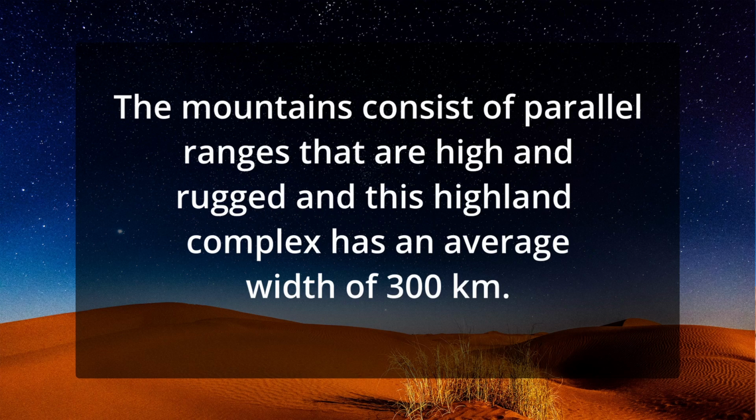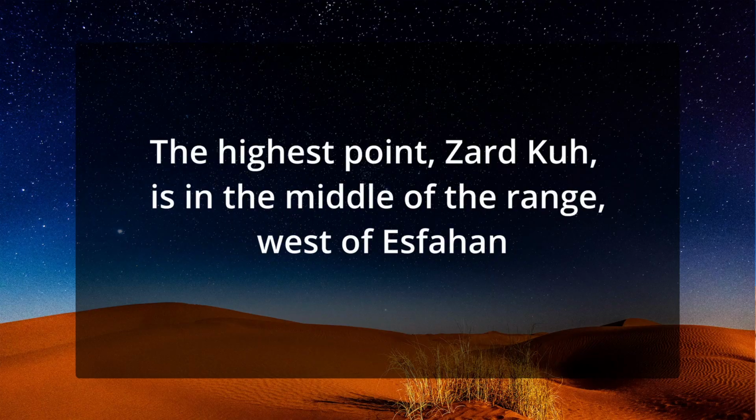The Zagros Mountains dominate the southwestern region of Iran and extend southeast from Kurdistan to the Strait of Hormuz. The mountains consist of parallel ranges that are high and rugged, and this highland complex has an average width of 300 km. The northern half, which receives more than 400 mm of yearly precipitation, is agriculturally developed. The highest point, Zardko, is in the middle of the range, west of Esfahan. It is 4,447 meters high. Kurds from the north of the Zagros Mountains are farmers and semi-nomads.